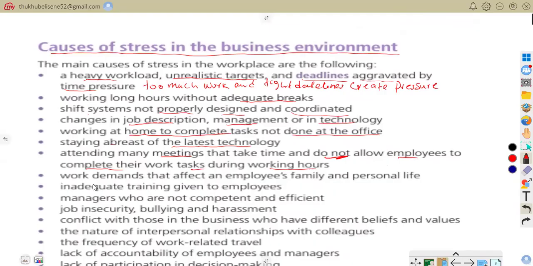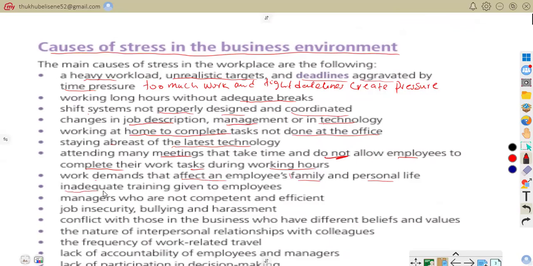So that is that. Work demands that affect an employee's family and personal life. Here we're talking about whereby the work wants you to be at it full time, so the work affects your family and personal life. That also causes stress. Job demands interfere with family or personal time. For example, missing family events due to work deadlines. So now you are unable to attend family events because of the work deadlines. That as well brings stress. Hope you're together, good people. Let us move on.